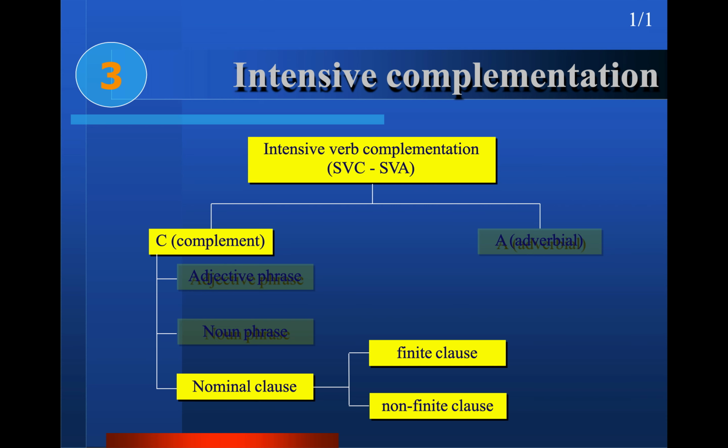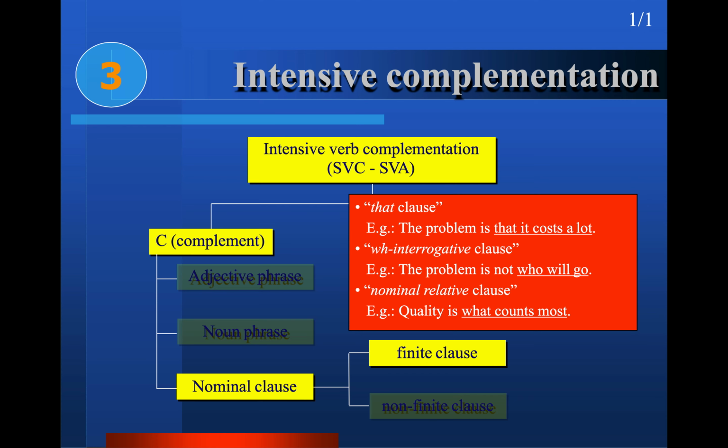Whenever we talk about nominal phrases, these can be seen as finite clauses and non-finite clauses. Finite clause means a clause whose tense is known. For example, in some situations we have noun clauses called that-clauses, or finite clauses, followed by the copular verb. For example, "the problem is that it costs a lot." "That it costs a lot" is a that-clause, followed by "is." A WH-interrogative clause is also followed by a copular verb. So "the problem is who will go." "Who will go" is called a WH-interrogative clause, which is also a kind of finite clause, because we know the tense of this clause.